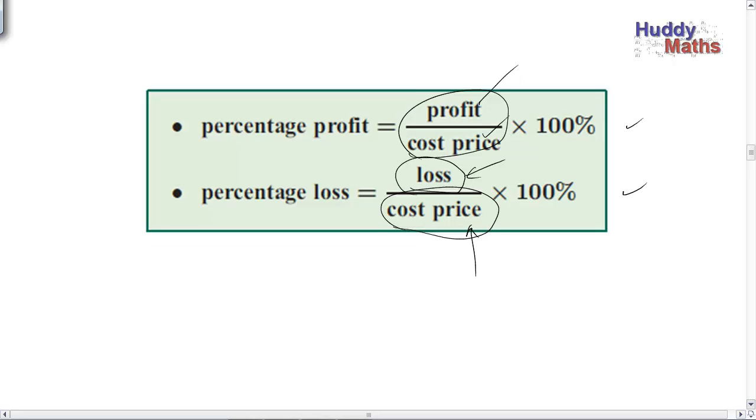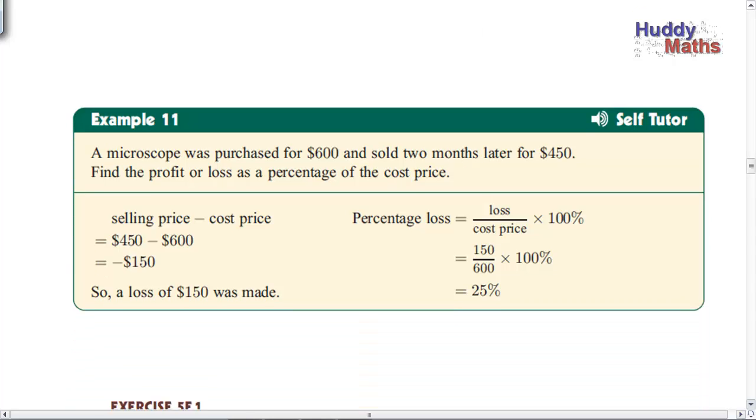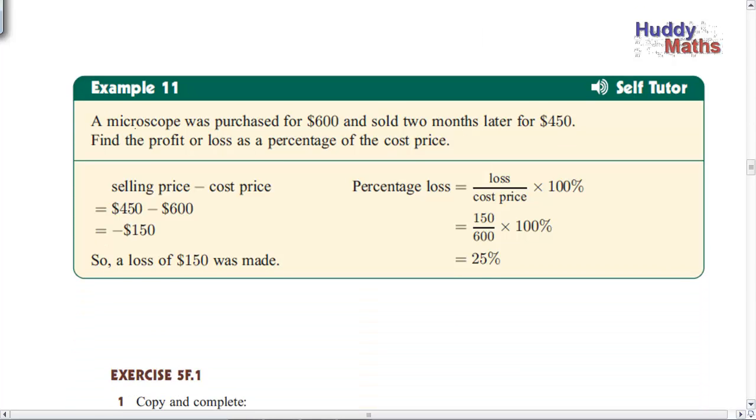So let's come on down now and have a look at another example. So here we go. A microscope was purchased for $600 and sold 2 months later for $450. Find the profit or loss as a percentage of the cost price. So you always say selling minus cost. And if it comes out to be a negative, oh yes, they sold it for less than what they bought it for. That's quite often the case with second-hand goods, isn't it? When you've used them for a while, people are going to pay less.